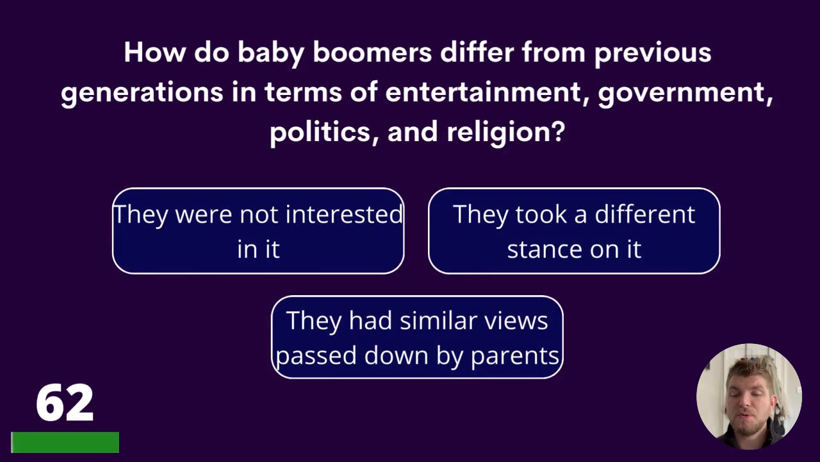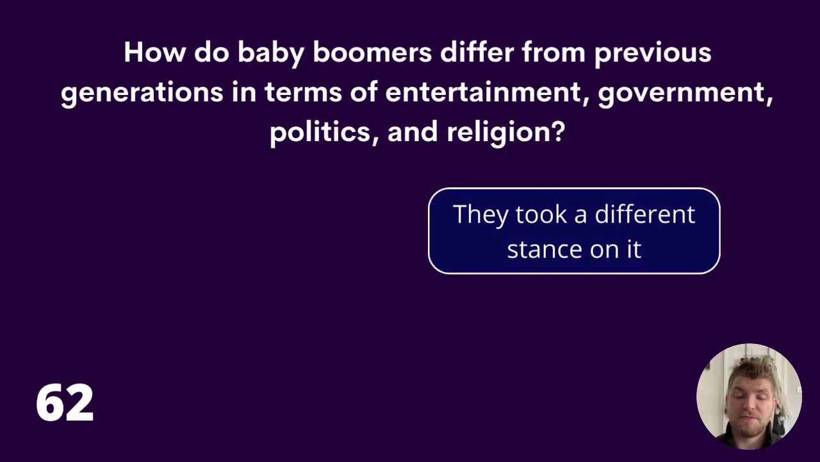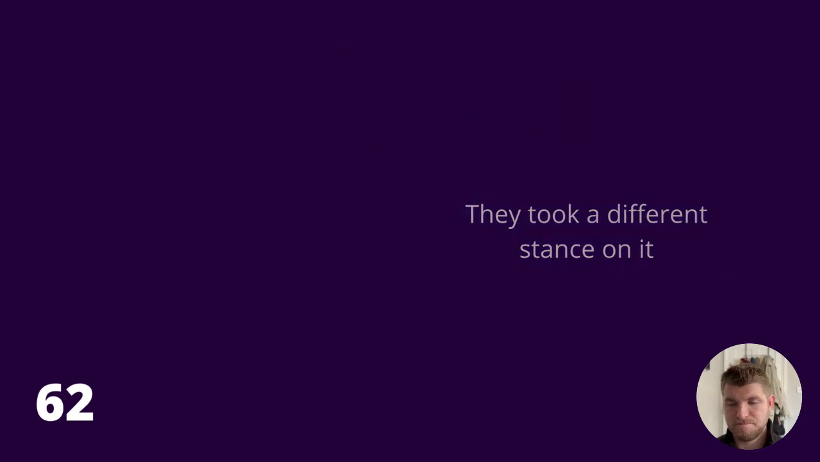62. How do baby boomers differ from previous generations in terms of entertainment, government, politics, and religion? They were not interested in it, they took a different stance on it, or they had similar views passed down by parents. The answer is they took a different stance on it.